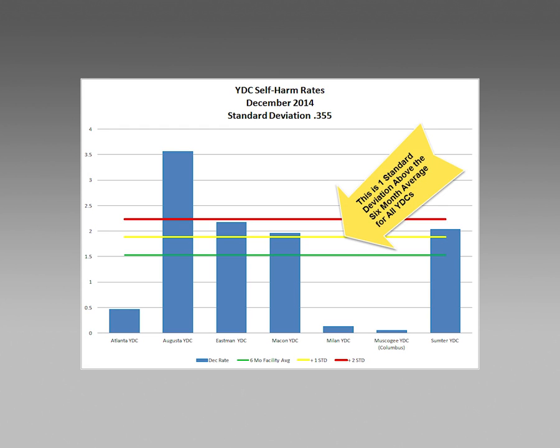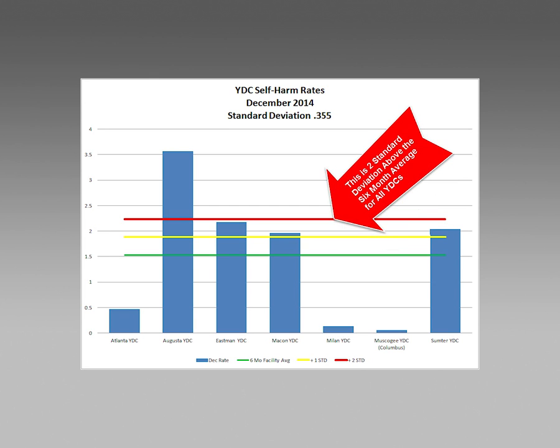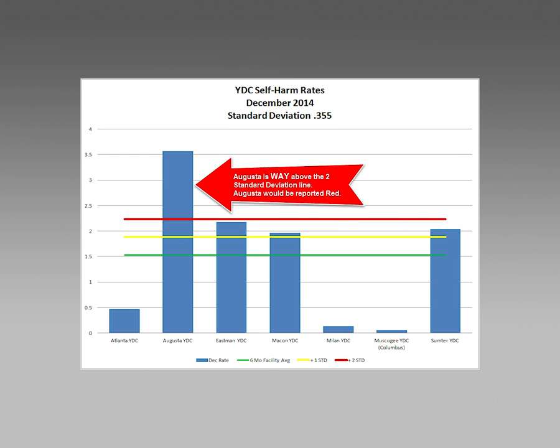The yellow line represents one standard deviation above the 6-month average for all YDCs. In this example, note that Eastman, Macon, and Sumter are all above the yellow line. The red line represents 2 standard deviations above the 6-month average for all YDCs. And note in this example that Augusta YDC is above the red line.